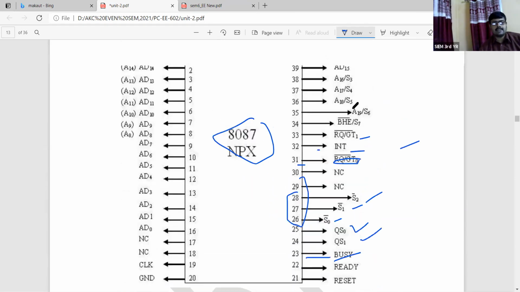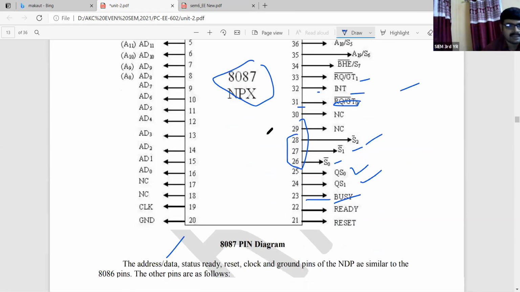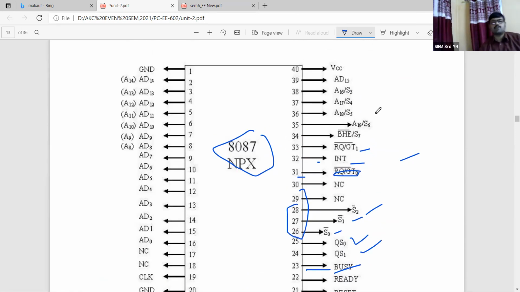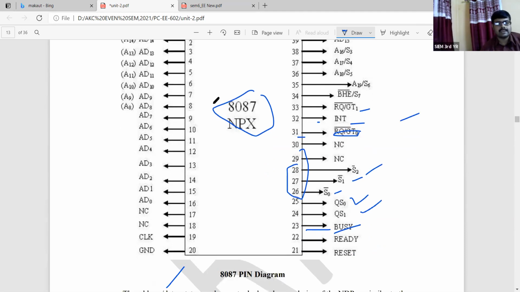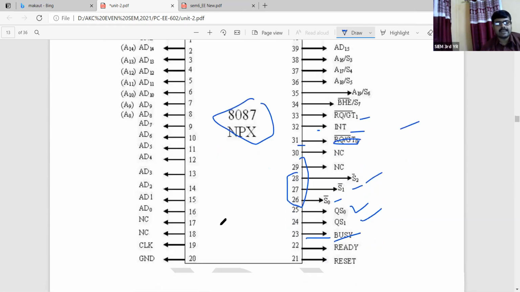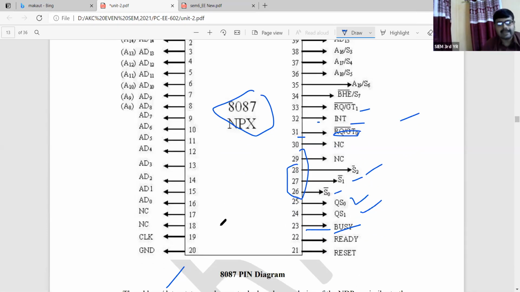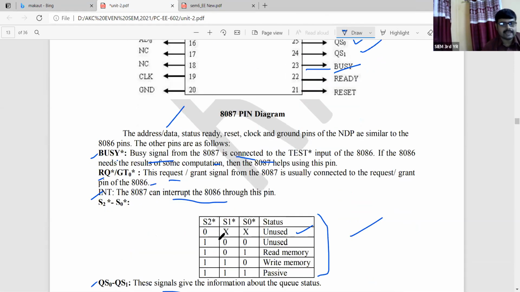Then we have discussed the 8087 NPX. If you see the pin diagram of the 8087, we are carrying 40 pins. On the left-hand side, it is a symmetrical format. Left side we are getting pins 1 to 20, and similarly the right-hand side 21 to 40. So each side has a 20 pin configuration.